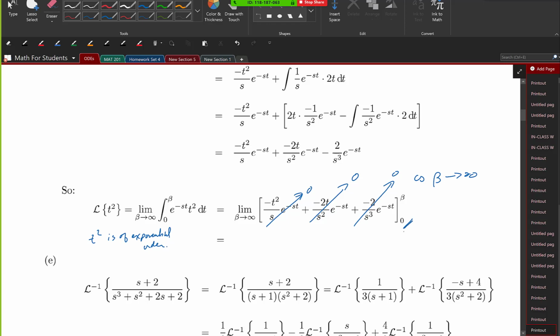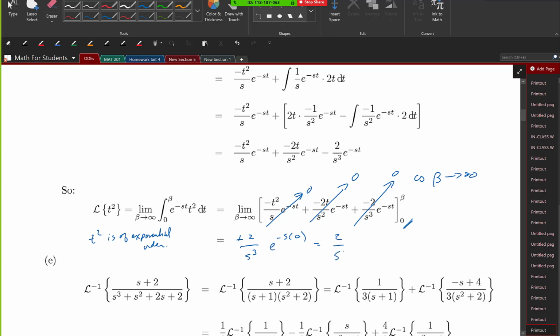And in this case, we see, okay, everything that has a t, proper as a polynomial in there, goes to 0 as well. So the only thing we're left with is minus 2 over s cubed e to the minus s times 0, or just, excuse me, minus a minus, so that would be plus 2. So plus 2 over s cubed e to the minus s times 0, which is just 2 over s cubed.